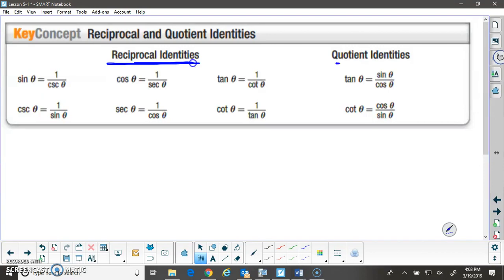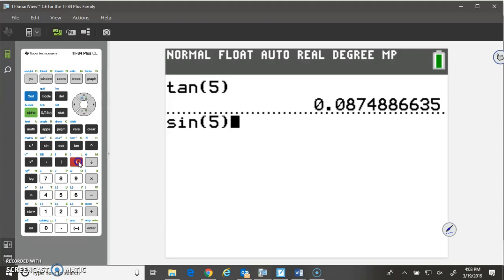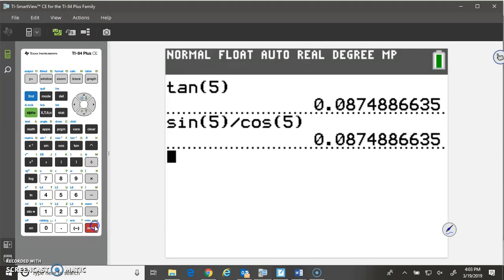However, you might not have these quotient identities. So tangent of theta is equal to sine of theta divided by cosine of theta. And likewise, then cotangent of theta is equal to cosine over sine. Why is this true? It's just an identity, which means it's always true. So if we compare the tangent of 5 degrees to the sine of 5 degrees divided by the cosine of 5 degrees, they should be equal to the same thing.